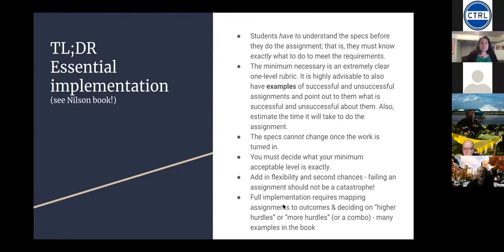And to completely implement it for an entire course, you have to map the assignments to outcomes and also decide whether you're going to do a higher hurdles approach for higher grades. So higher grade means, you know, achieving the outcome at a higher level, or does it mean that they practice more hurdles kind of approach?